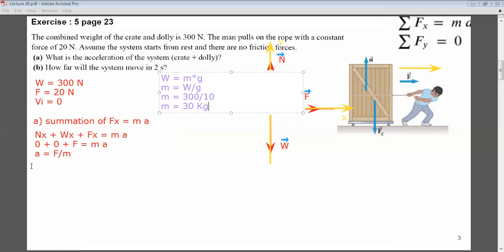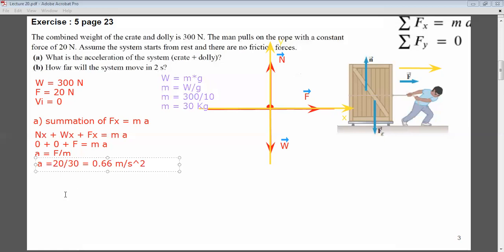Okay, so I come here. Acceleration equals F, which is 20, divided by 30, and this is equal to 0.66 meter per second squared. Okay, so this is the acceleration.